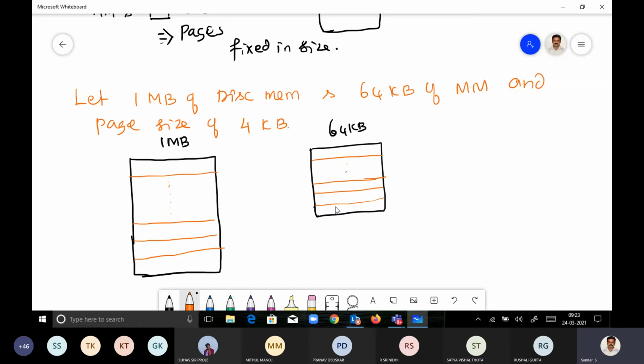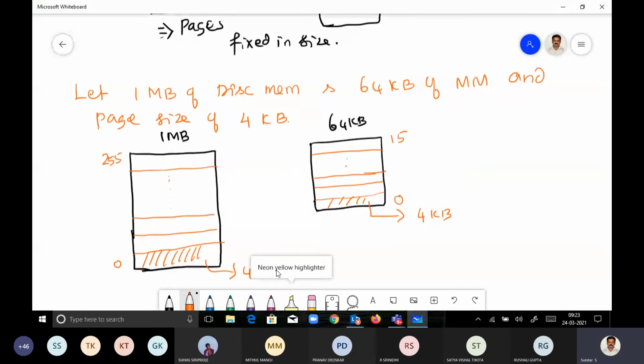In that case, how many 4 KB pages are there in the 64 KB? 16 pages, right? So 0 to 15, and each will be 4 KB in size. Similarly, that 1 megabyte is divided into 256 partitions, and again each page size is 4 KB.